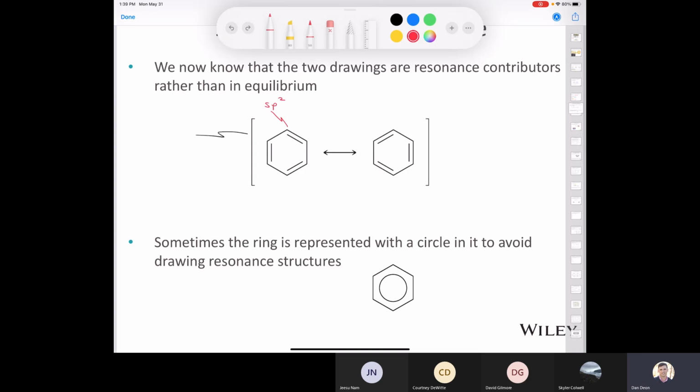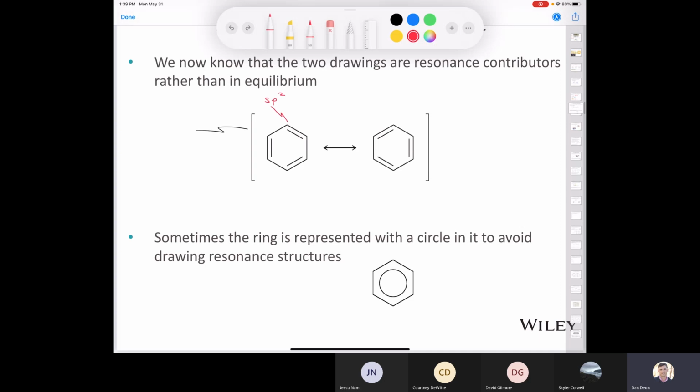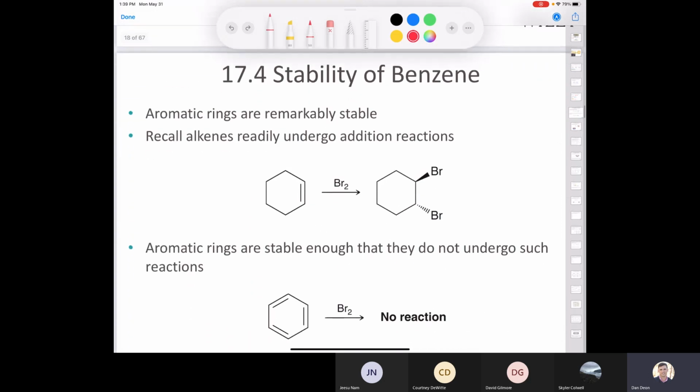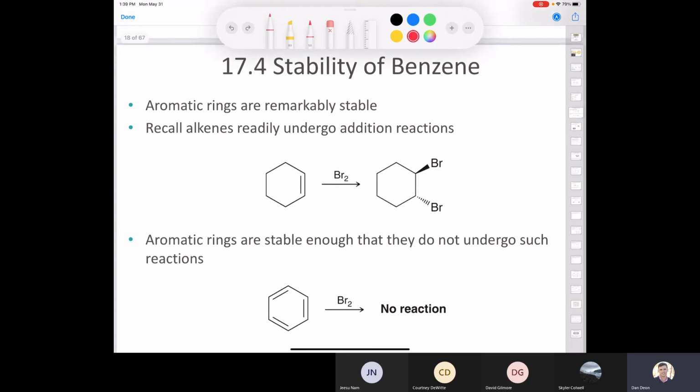Well, what about the stability of benzene? If you remember at the very beginning of today's lecture, on the title slide, what I actually talked to you about was, what does aromatic mean? You know, it doesn't mean fragrant. It means that it's remarkably stable. So there's an inherent stability to aromatic rings.